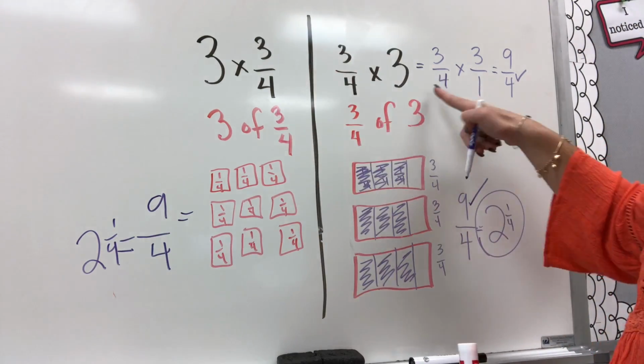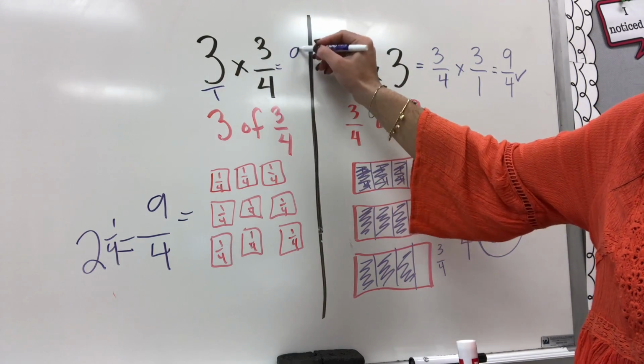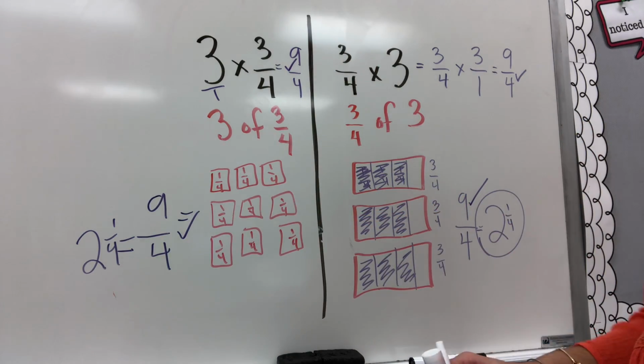And I know based on what I did that the answer would be the same. I'm going to put my whole number over 1 and get 9/4. And I know that I have done my model correctly.